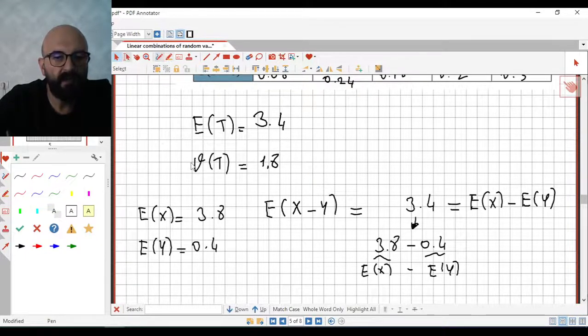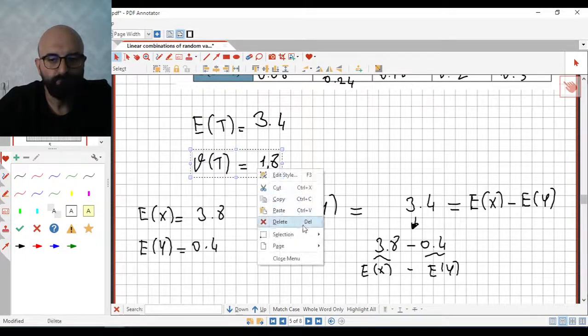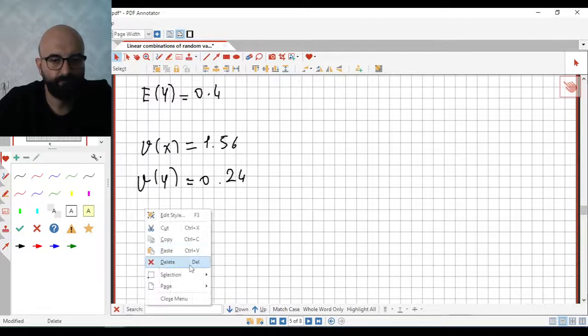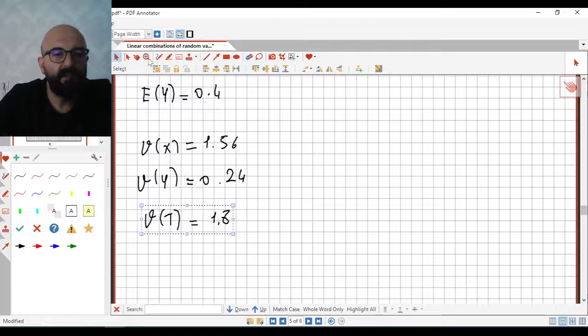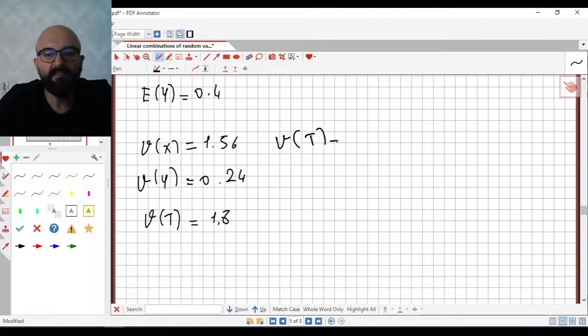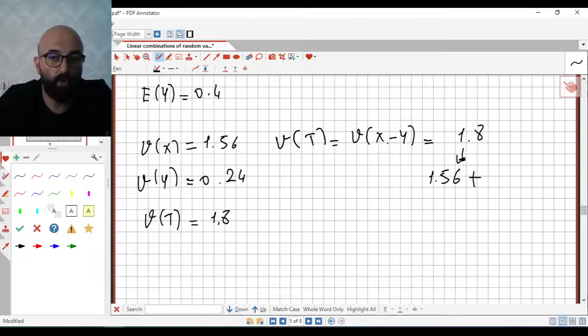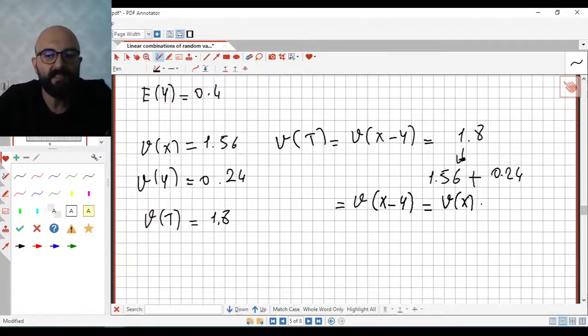and the variance value of t, and t means x minus y, and it means 1.8, but 1.8 means 1.56 plus, don't minus, it isn't minus, plus 0.24.